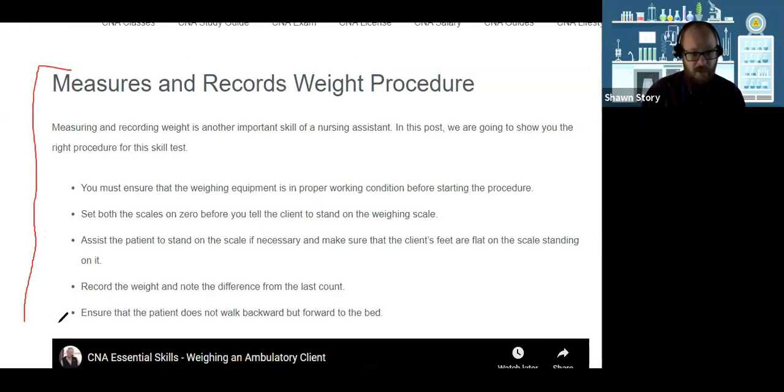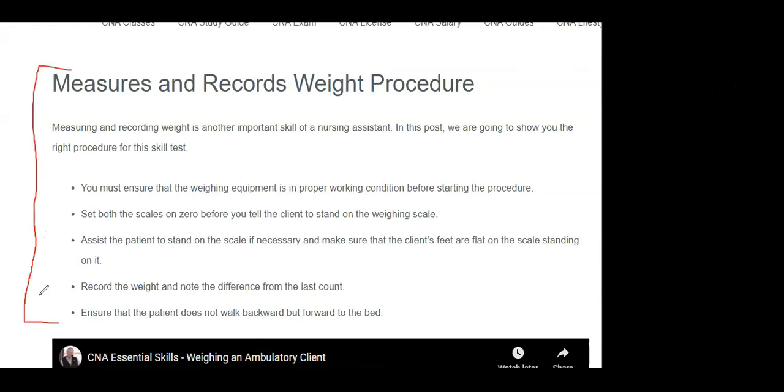Measuring weight and recording weight procedure. I can do it. Measuring and recording weight is another important skill of a nursing assistant. In this post, we are going to show you the right procedure for this skill test. You must ensure that the weighing equipment is in proper working condition before starting the procedure. Set both the scales on 0 before you tell the client to stand on the weighing scale. Assist the patient to stand on the scale if necessary, and make sure that the client's feet are flat on the scale standing on it.